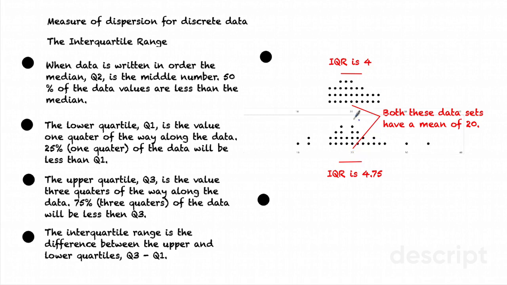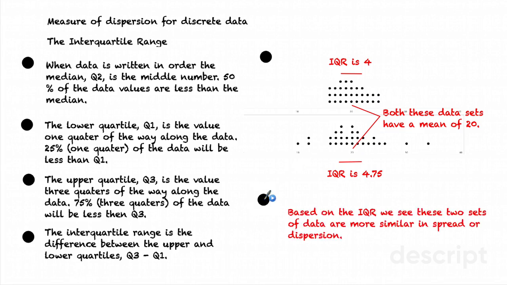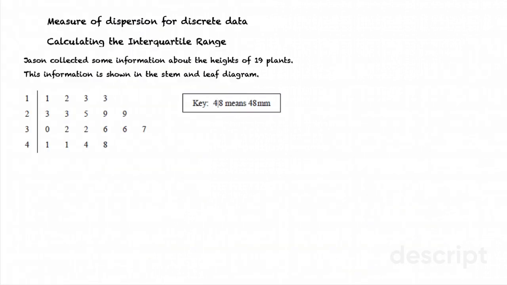If we look at this set of data, we see that a lot of the data is grouped around the mean. And both these sets of data have a mean of 20. Based on the IQR, we can see that the two sets of data are more similar in spread or dispersion. Well, that's explained what the interquartile range is. Let's see in this example calculating that value.